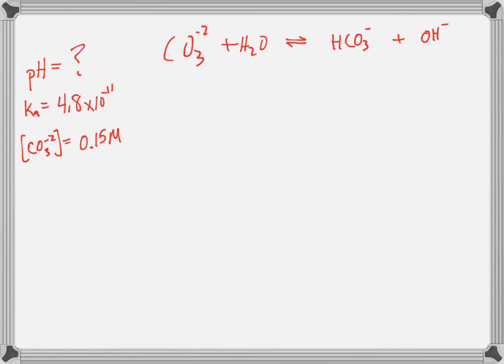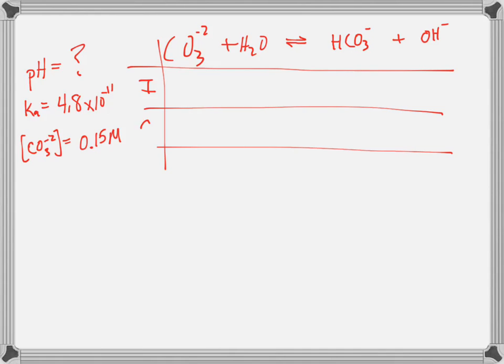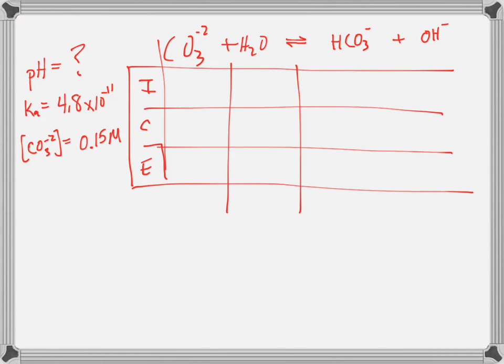Next issue. We could start to plug some information into this. Generate an ice chart. So we got initial, change, equilibrium. What's our initial? Do we have any of this information? We know our carbonate concentration is 0.15 molar to start. Do we know the concentration of water?